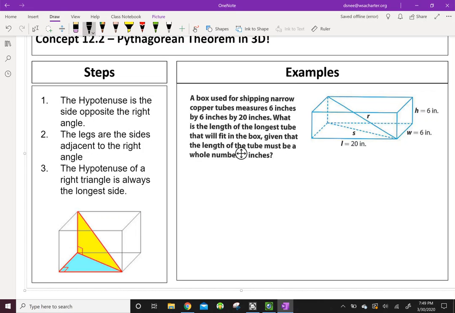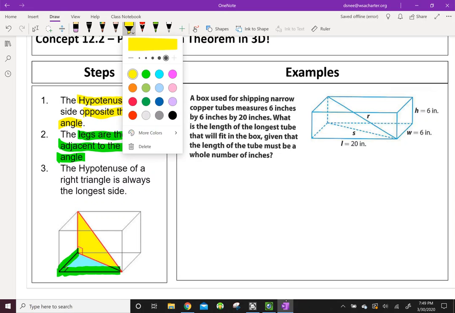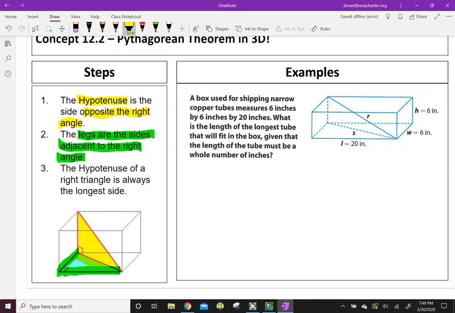So we remember that the hypotenuse, or side C, is the side opposite of the right angle, right? The hypotenuse, side C, is opposite the right angle, okay? And the legs are the sides adjacent to the right angle. Adjacent means next to, right? So here, this and this are the legs, and then my hypotenuse, or side C, of that lower triangle is right there. You can't really see that very well.